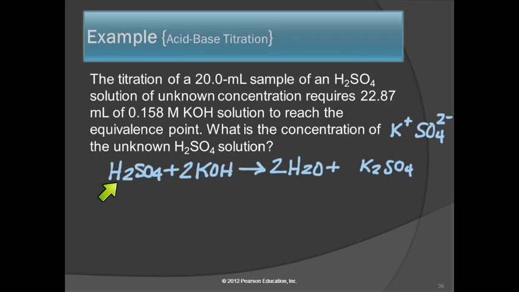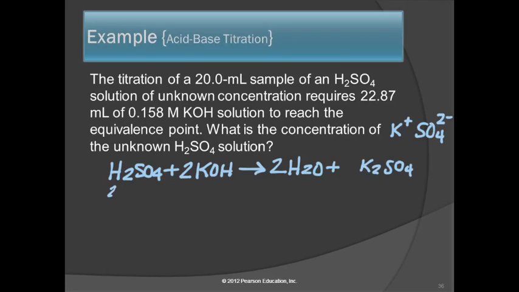This acid, H2SO4, is called a diprotic acid because it has 2 acidic protons. So it's going to take 2 moles of hydroxide ion to neutralize 1 mole of this. So there's our chemical equation. We're going to approach this like it's stoichiometry because it is. So I'm going to take these numbers and write them under the equation.